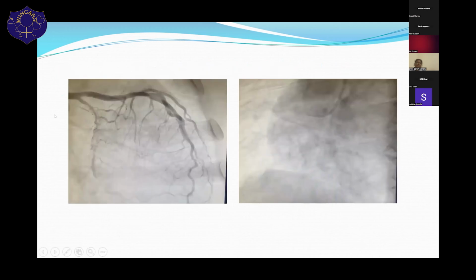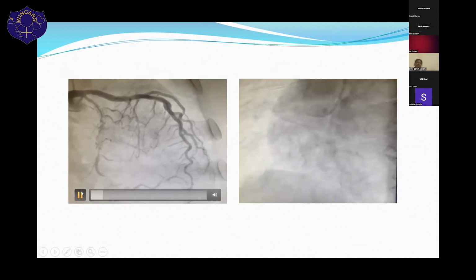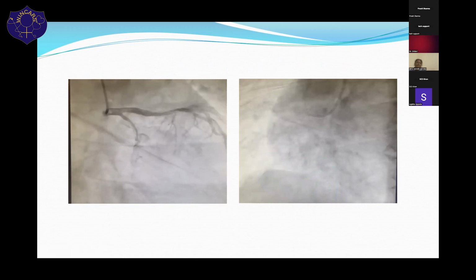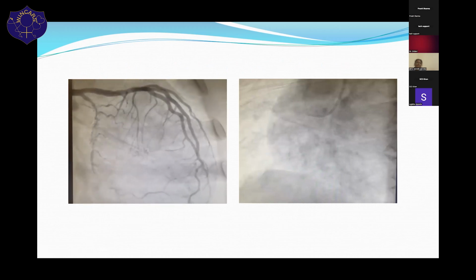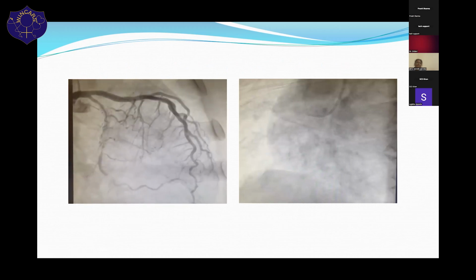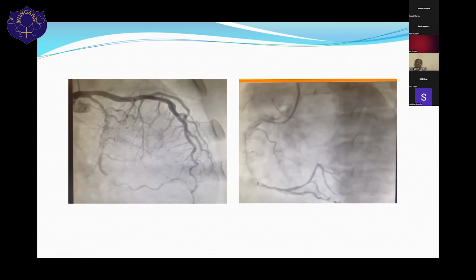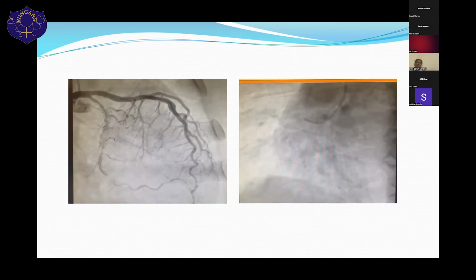So this is the left coronary shoot. LAD was grossly normal. LCX, there was a grade 4 in-stent restenosis with distal TIMI 2 flow. And this is the RCA, in-stent restenosis grade 3 extending beyond the stent margins.